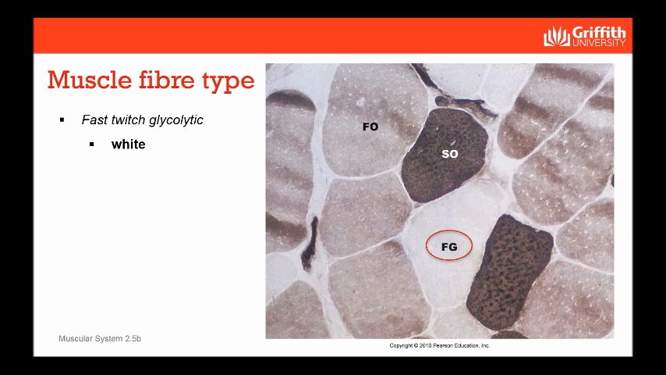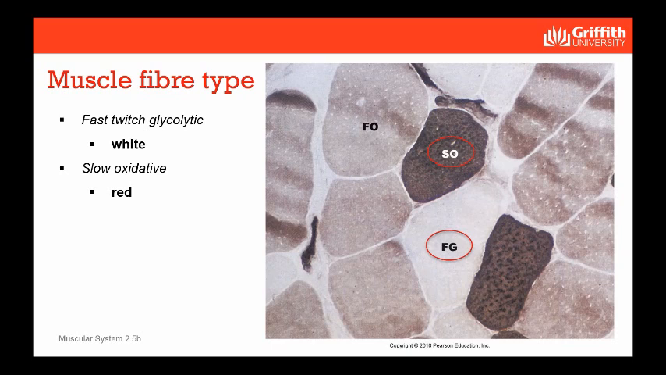Fast glycolytic fibres rely mostly on ATP to give them their energy. They rely on glycolysis, and they are white as they don't have a lot of capillaries surrounding them, and therefore no oxygen to provide their energy. They are bigger, wider fibres that provide greater force.